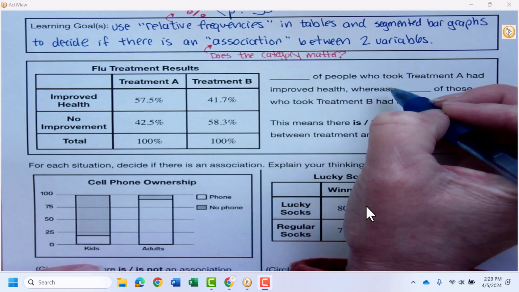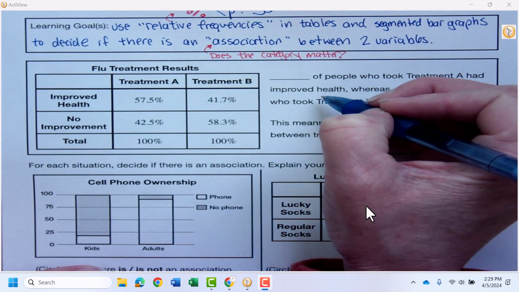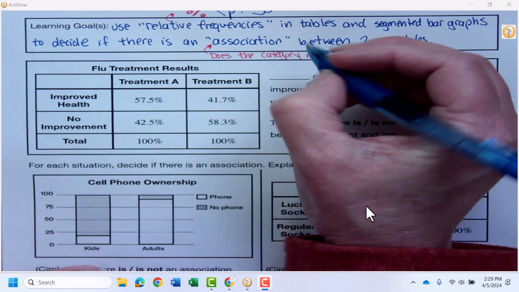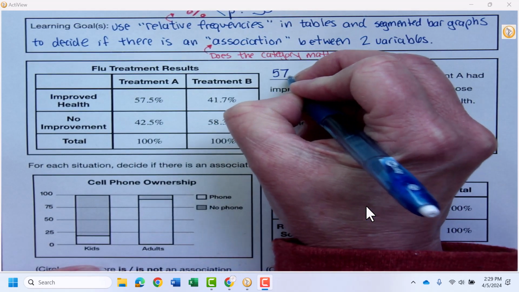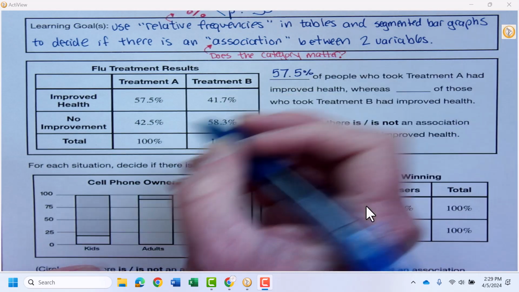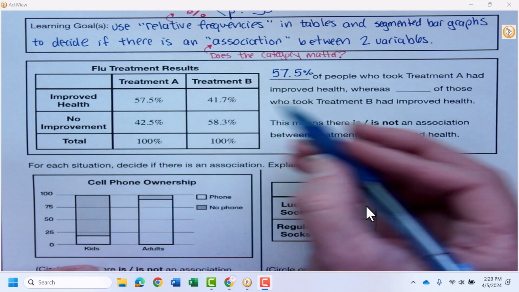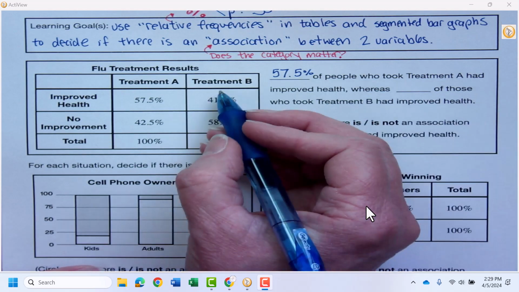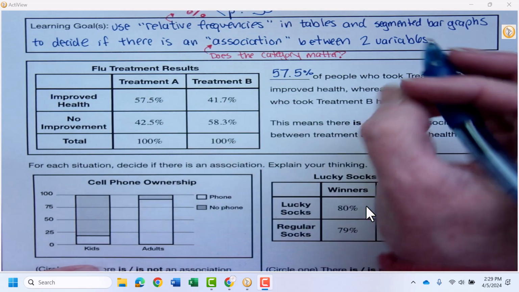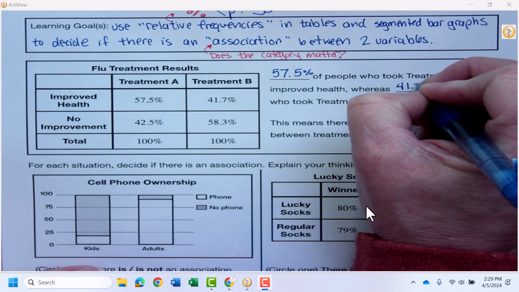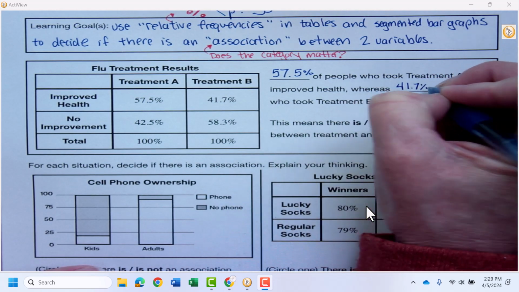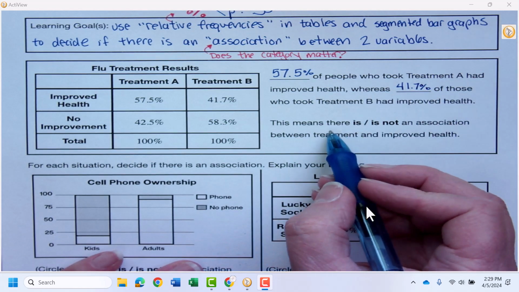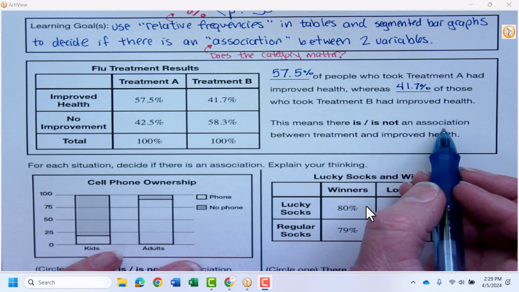Blank of people who took treatment A had improved health. Treatment A, improved health, 57.5%. So that's treatment A. Whereas blank of those who took treatment B had improved health. Treatment B, improved health, 41.7%. So looking at those percents helps me to determine whether there is or is not an association.